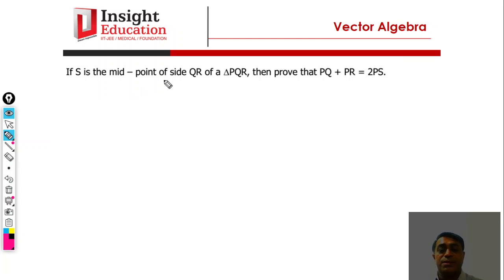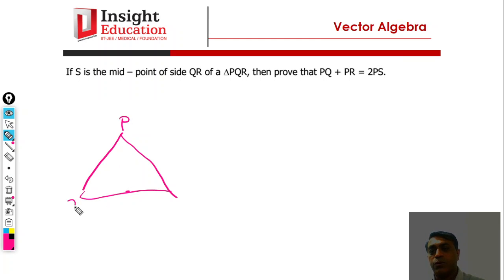So if S is the midpoint of the side QR of triangle PQR, suppose it is like this. So triangle PQR and S is the midpoint of QR. S is the midpoint of QR, then PQ plus PR is equal to 2PS.